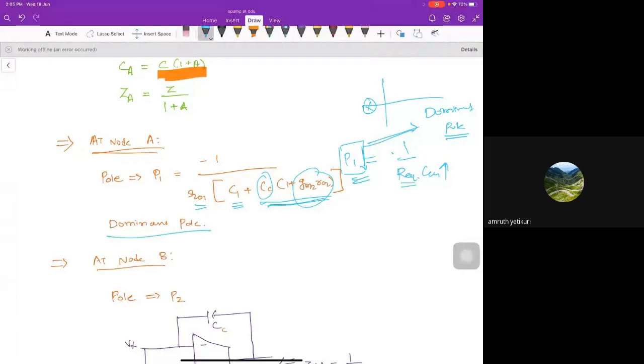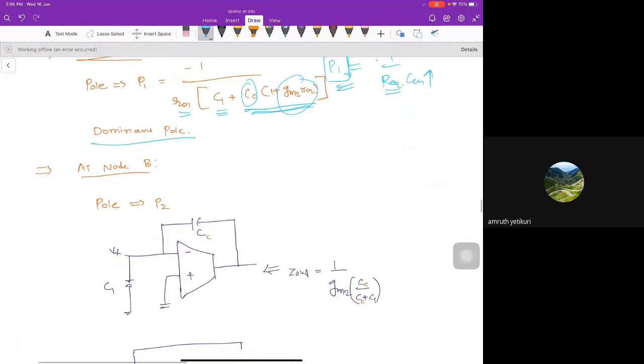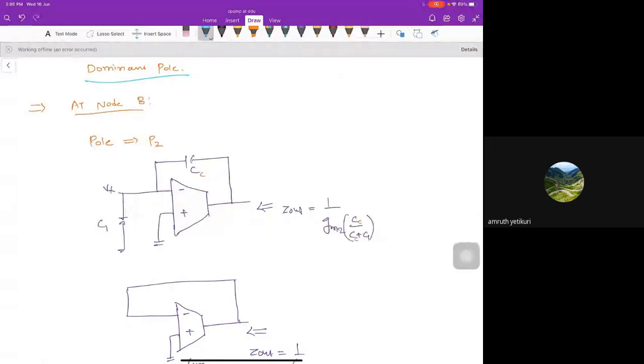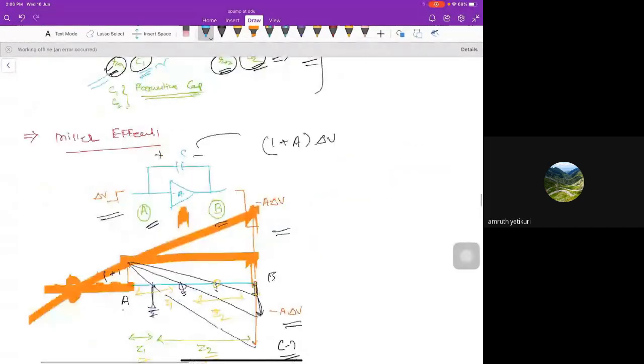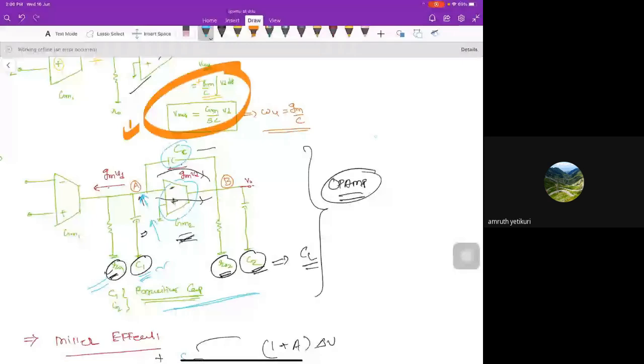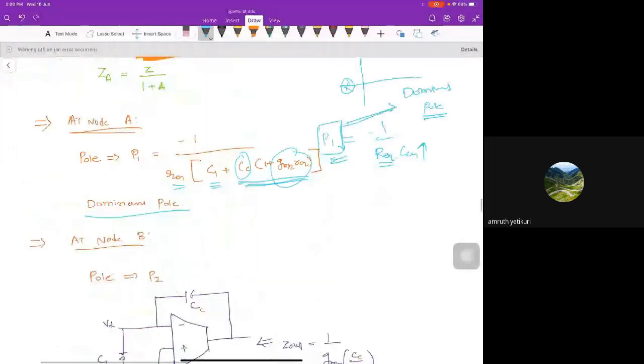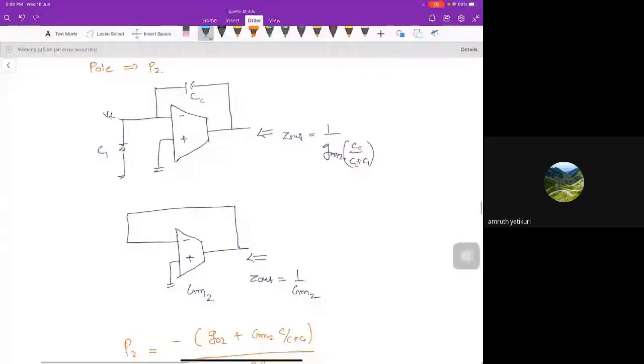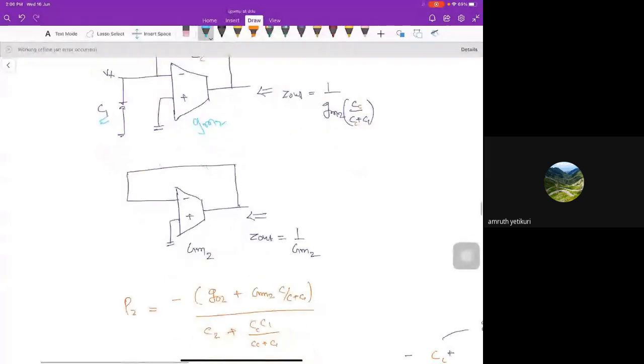At the output node B, if you find the pole here, you will see this kind of circuit. This is node B. We have to find the R equivalent and C equivalent. The R equivalent is already RO2, and there is another impedance we have to see. The C equivalent is already C2, and there is another we have to see. Right? So there is a GM2, and in parallel there is a CC, and this node is C1. But let's ignore this CC and C1. Just so, the equivalent impedance of GM2 will be 1 by GM2.